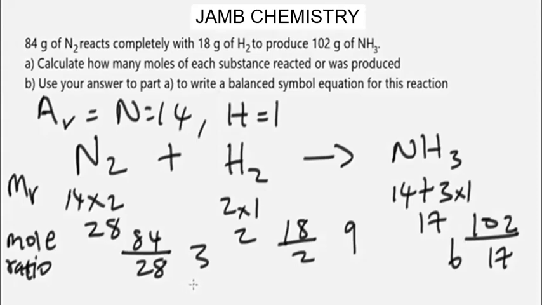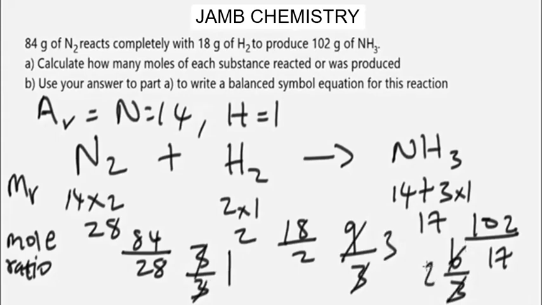Okay, now that we have this, we are going to divide through by the least mole ratio. So the least mole ratio here is what? 3. All right, divide by 3. Okay, so this will cancel this, we have 1. This will cancel this, we have what? 3. This will cancel this, we have what? 2. So the mole ratio, we have it to be 1 is to 3 is to what? 2. So that would be the least mole ratio.